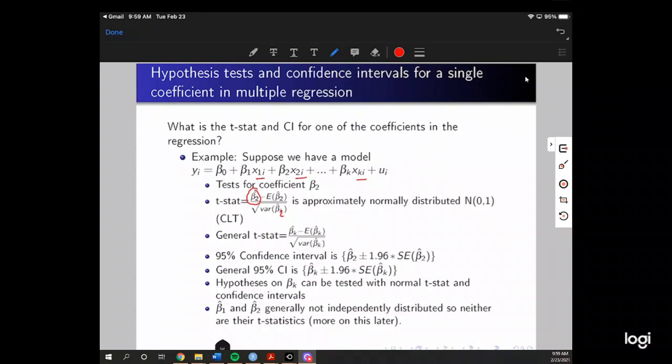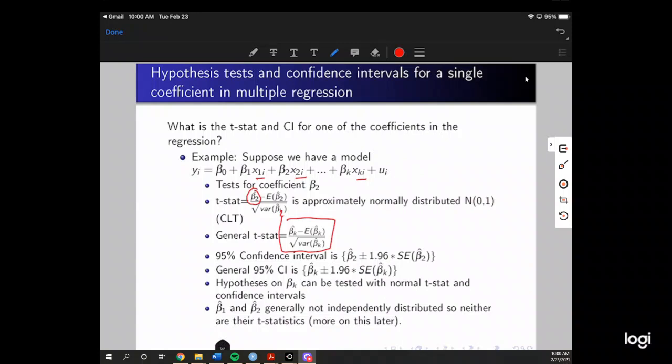The general t-stat for any k is just beta hat k minus the expected value of beta hat k, or our hypothesis about beta k, divided by the square root of the variance of beta hat k. The 95% confidence interval for beta 2 is just going to be beta hat 2 plus or minus 1.96 times the standard error of beta hat 2. Same as before. We can generalize this again. The general 95% confidence interval is beta hat k plus or minus 1.96 times the standard error of beta hat k.